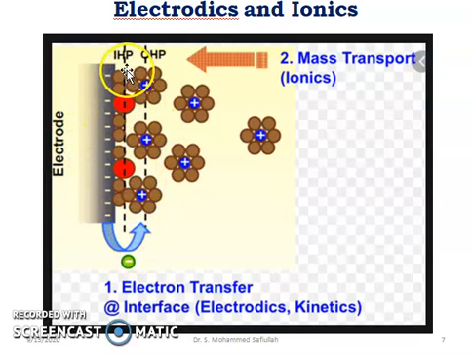Whereas due to the influence of current at the electrode, the ions are moving towards or moving away from the electrode into the solution, and this is considered ionics. This is mass transport. Hence, electron transfer at the interface is taken as electrodics. It is a branch of advanced electrochemistry. And another advanced electrochemistry branch is ionics, where the mass transfer takes place.